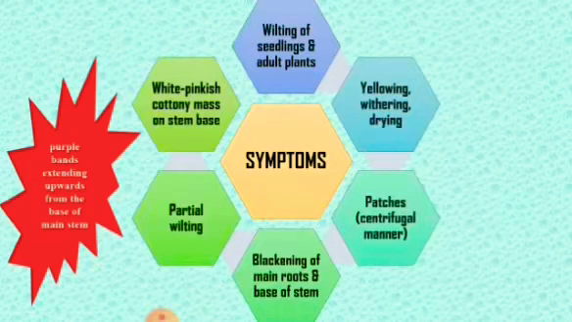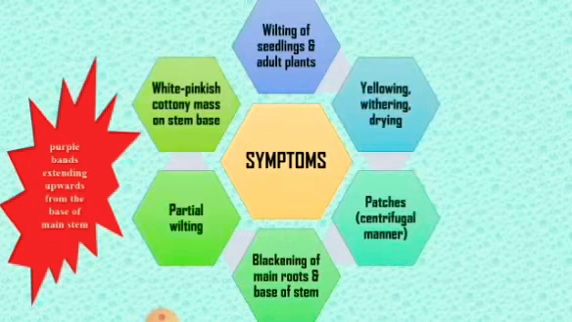Why am I saying patchy appearance? Because Fusarium is soil borne. That's why the patchy appearance will be seen in the field. And in this case, the patches spread in a centrifugal manner, that is away from the center, or you can say towards the periphery. We can also see the blackening of the main roots. When you uproot the plant, you can see the roots are blackened and the stem base is also blackened. And after splitting, we can see the blackening of the xylem vessels also.